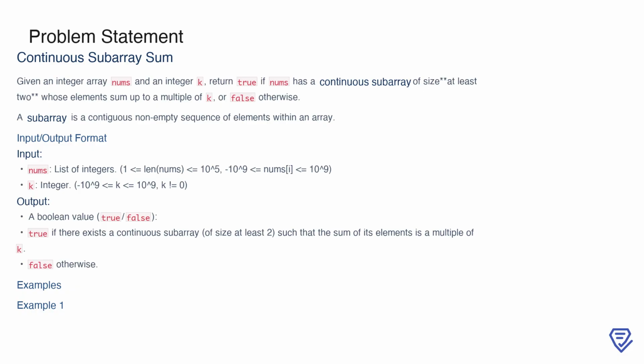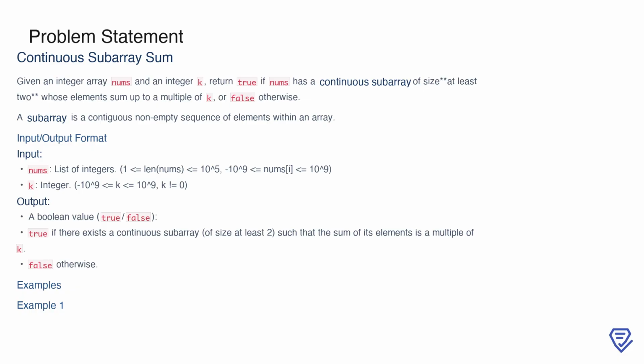In this problem, you are given an integer array called nums and another integer k. The goal is to determine whether there exists a continuous subarray within nums, meaning a sequence of adjacent elements that has a sum which is a multiple of k. Importantly, this subarray must have at least two elements. If such a subarray exists, the function should return true, otherwise, it should return false.